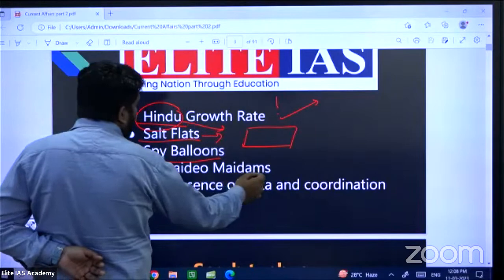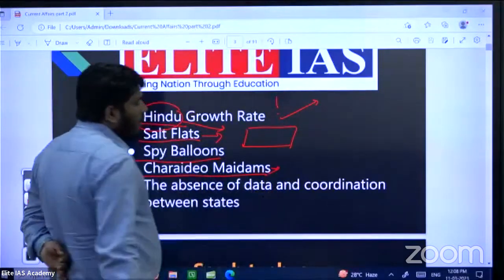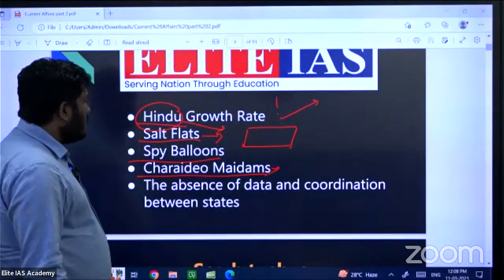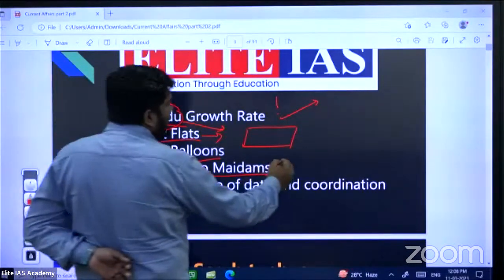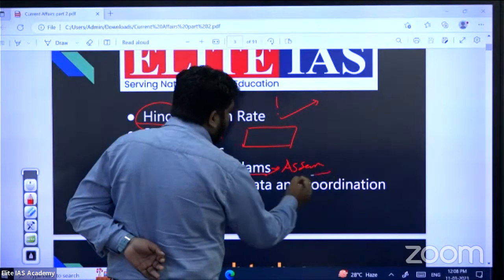Next is Charai Dei Maidan. It is in the news because of archaeological findings, and it is a UNESCO site. It is in Assam, and it is related to the Ahom dynasty. We will read in detail when we go to the topic.